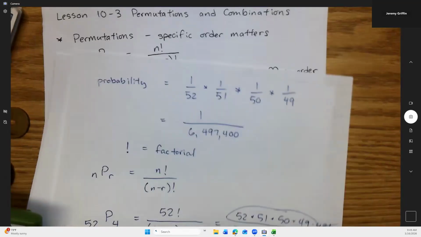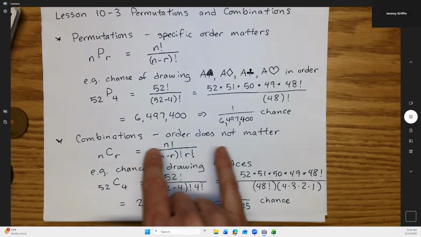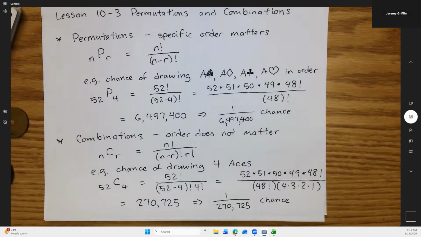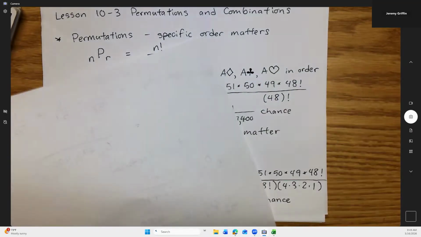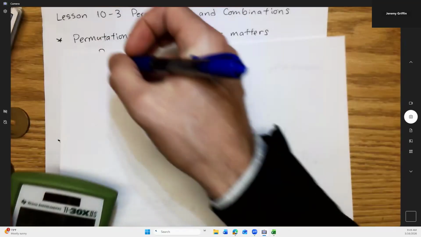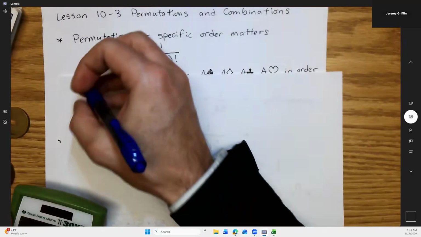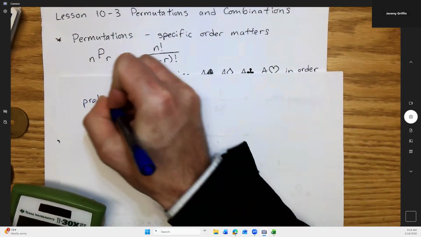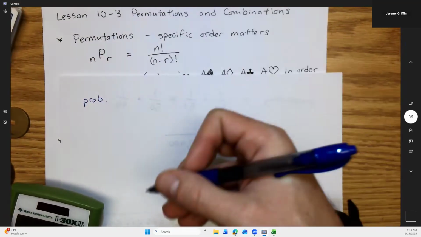Now, let's go on to combinations. So this is where maybe the order doesn't matter. What if I just care about drawing the 4 aces, but the spades doesn't have to be first? It could be in any order. So, guys, let's do combinations then. So the probability of drawing the first 4 cards are aces.